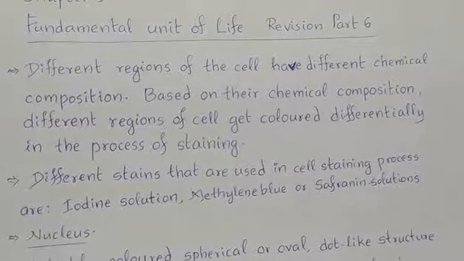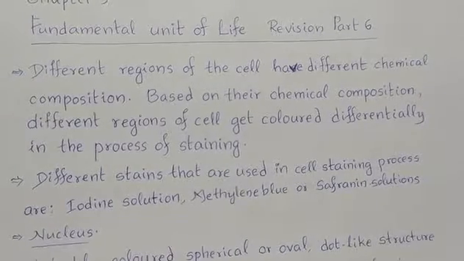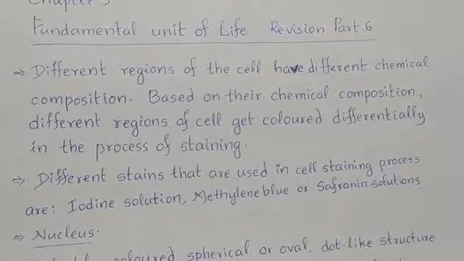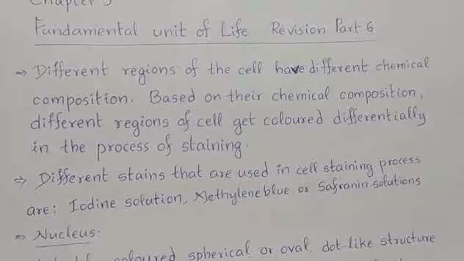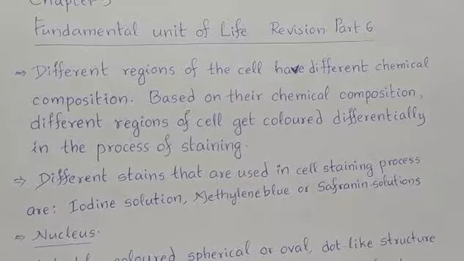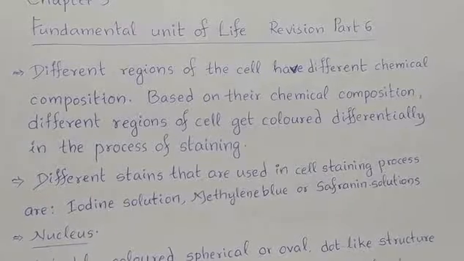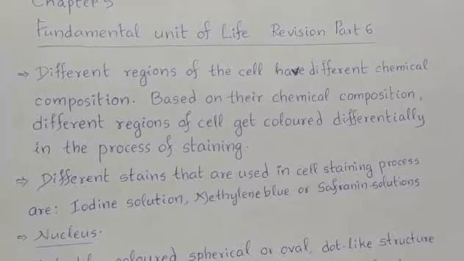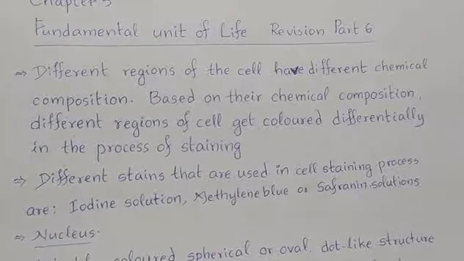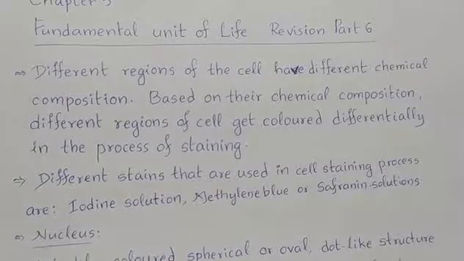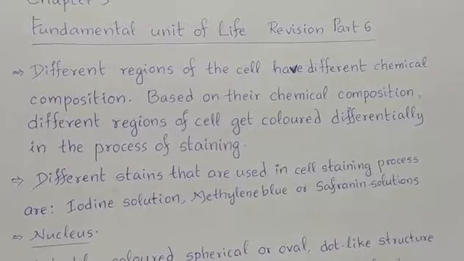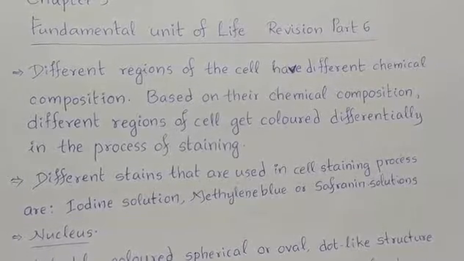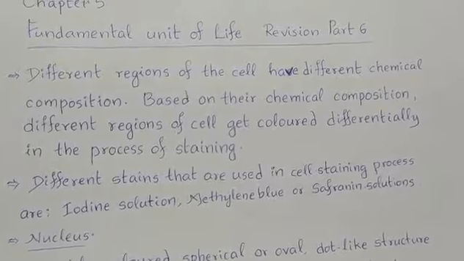What is staining? Application of a coloring material on the cells in order to view the structure of the cell clearly. Those colored materials are known as stains, and applying those stains in the laboratory in order to view the cells under the microscope is known as the staining process. Different stains that are used in the cell staining process are iodine solution, methylene blue, or safranin solutions.